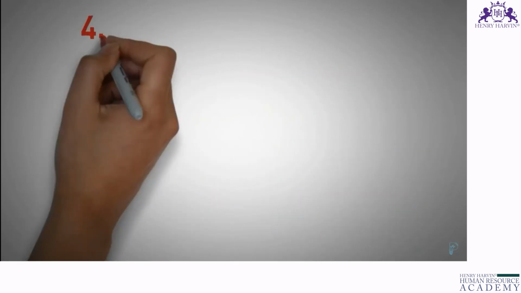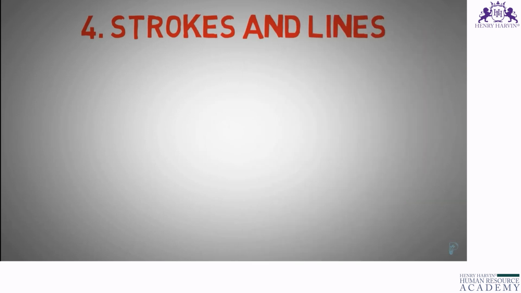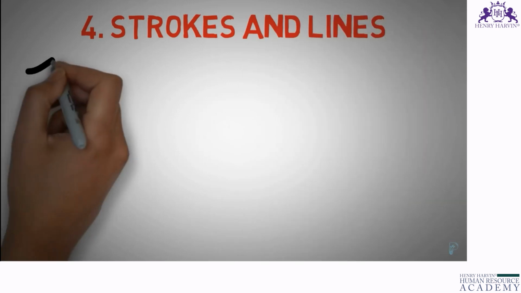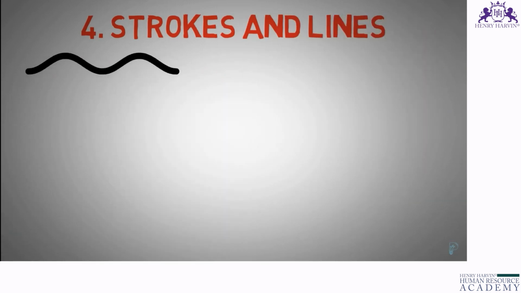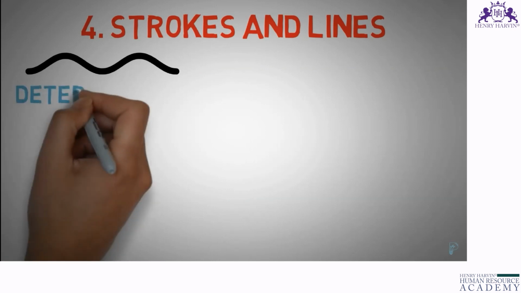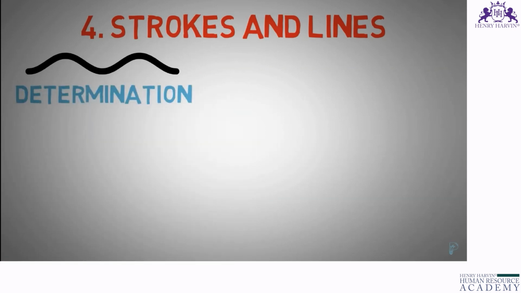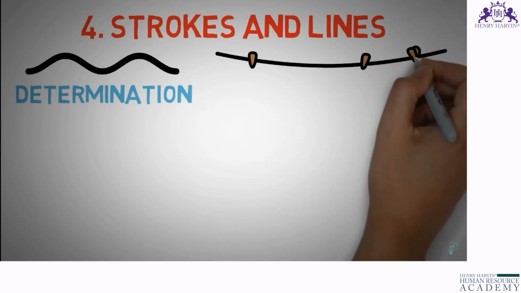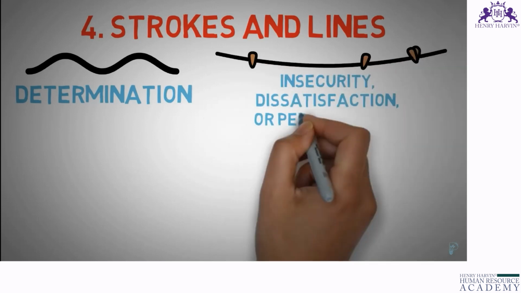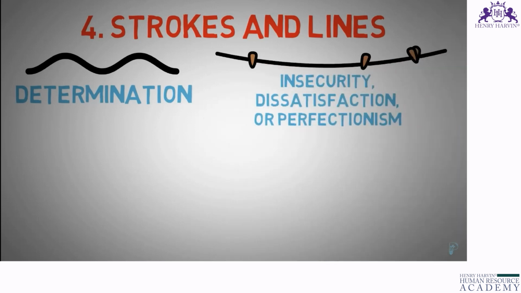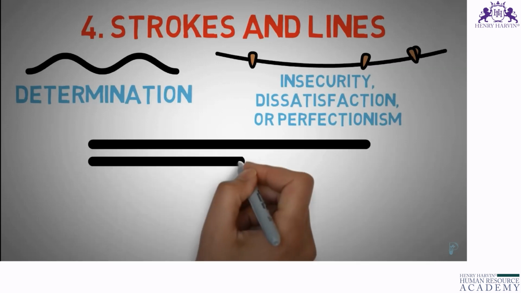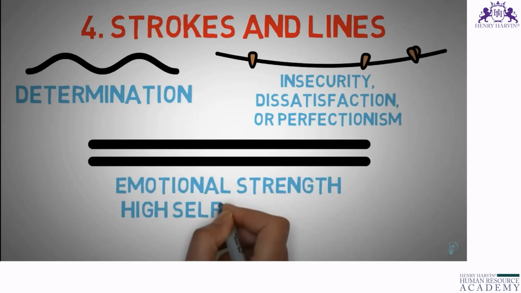Fourth, we have strokes and lines. For example, the pressure, firmness, and solidity of strokes and lines indicate determination and decision-making faculties. The same line drawn twice sometimes shows insecurity, dissatisfaction, or perfectionism. Emotional strength, high self-esteem, and confidence, on the contrary, are usually reflected in the firmness of the lines.